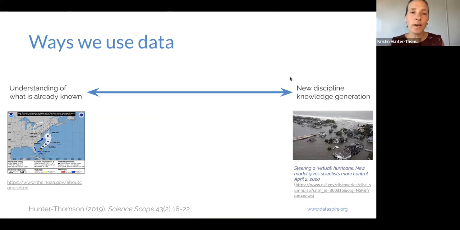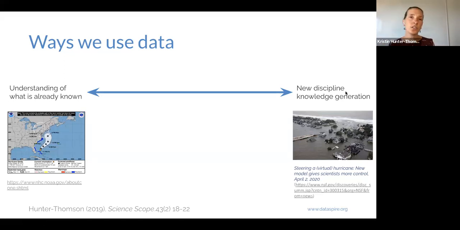So let's think about ways that we use data. We can think of it on a spectrum from we use data to understand what is already known. So if we are learning about hurricane tracks and understanding where hurricanes may go in general, we could use some data to think about that.